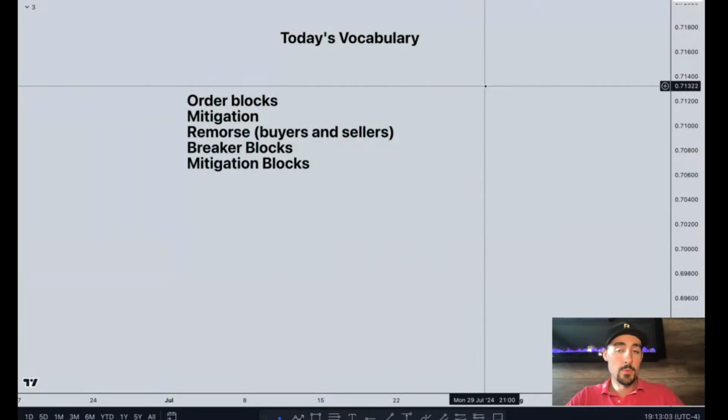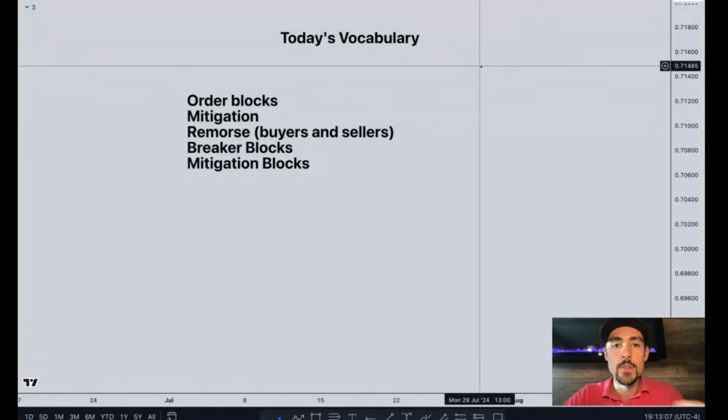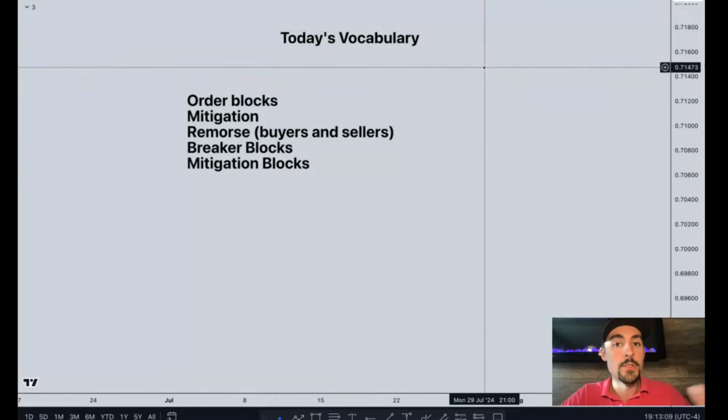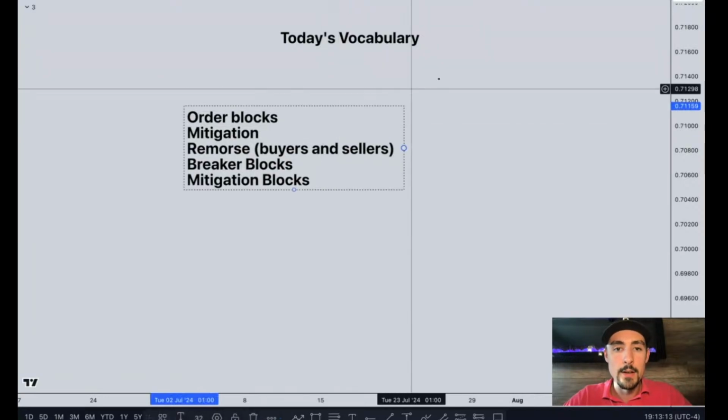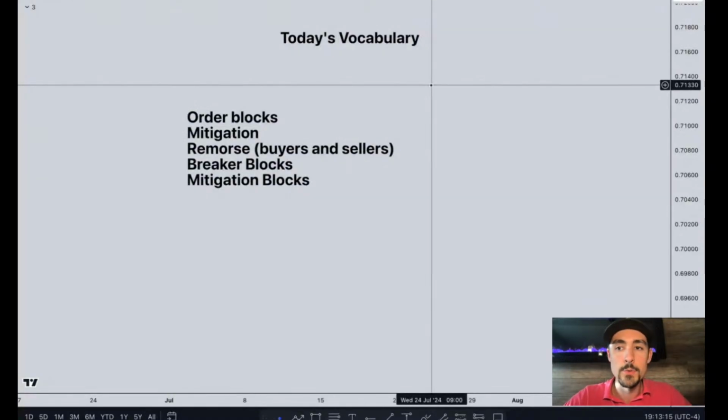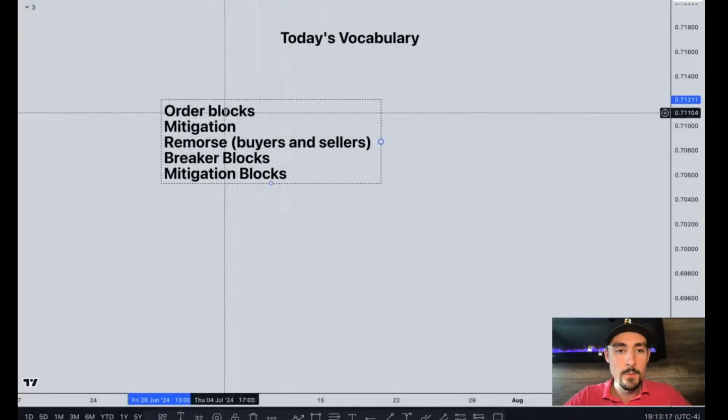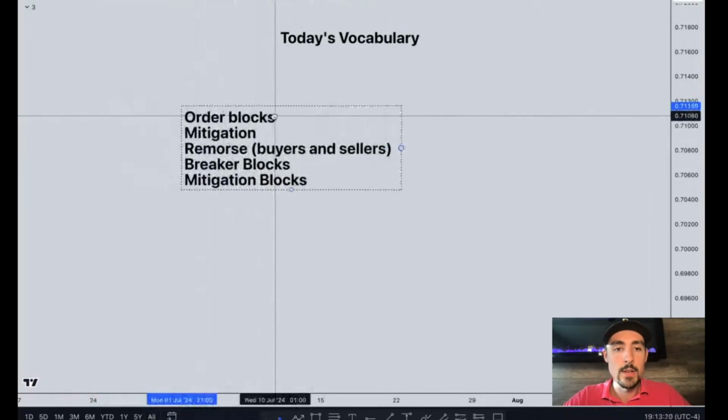We're going to do visual diagrams of us just drawing on TradingView, and then we're going to look at some real examples and also some examples of what I'm actually looking for in real time this week in terms of technical analysis. So without further ado, let's dive in and define the first thing we have on screen here, which is order blocks.